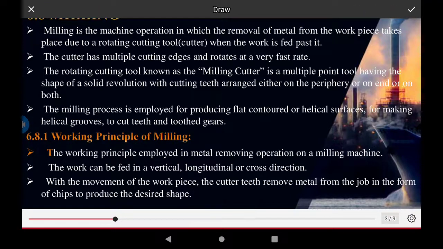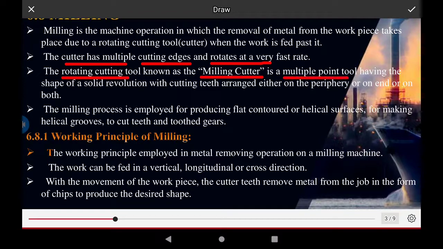Milling is a machine operation in which the removal of metal from the workpiece takes place due to a rotating cutter when the work is fed past it. The cutter has multiple cutting edges and rotates at a very fast rate. The rotating cutting tool is known as the milling cutter.